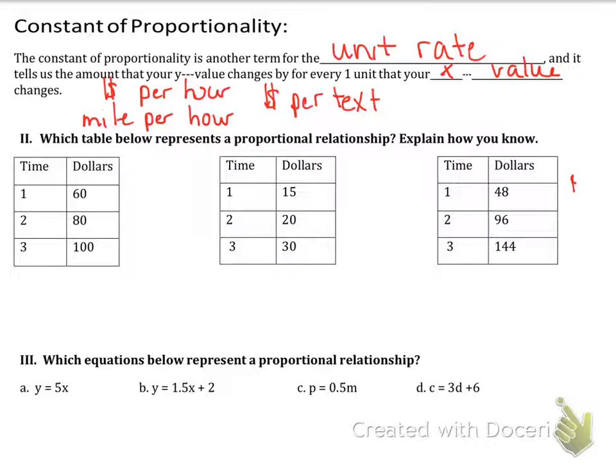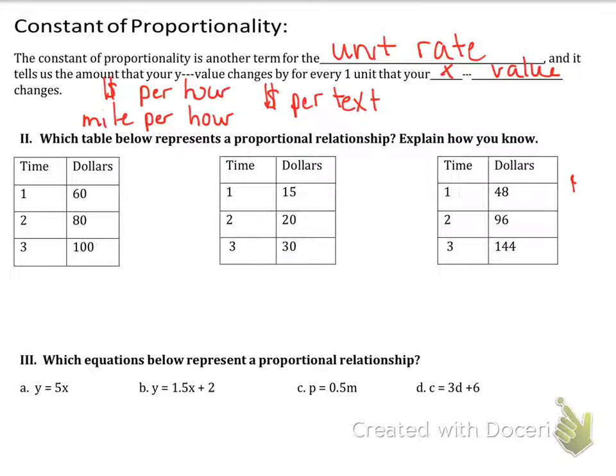There are non-proportional relationships, which will be what we'll talk about next unit. But for this unit, we're just talking about proportional relationships, where if you work 0 hours, you get paid 0 amounts of money. If you drive 0 hours, you have driven 0 miles. If you send 0 texts, you don't owe any money.